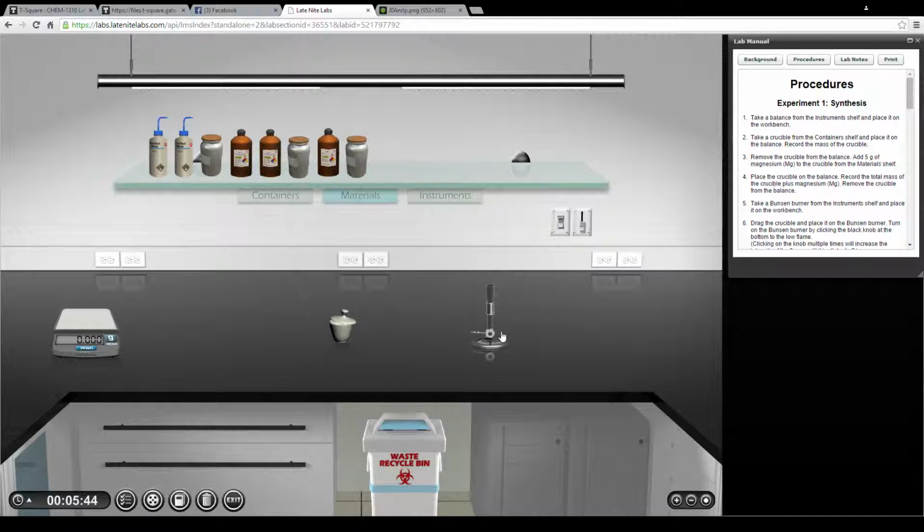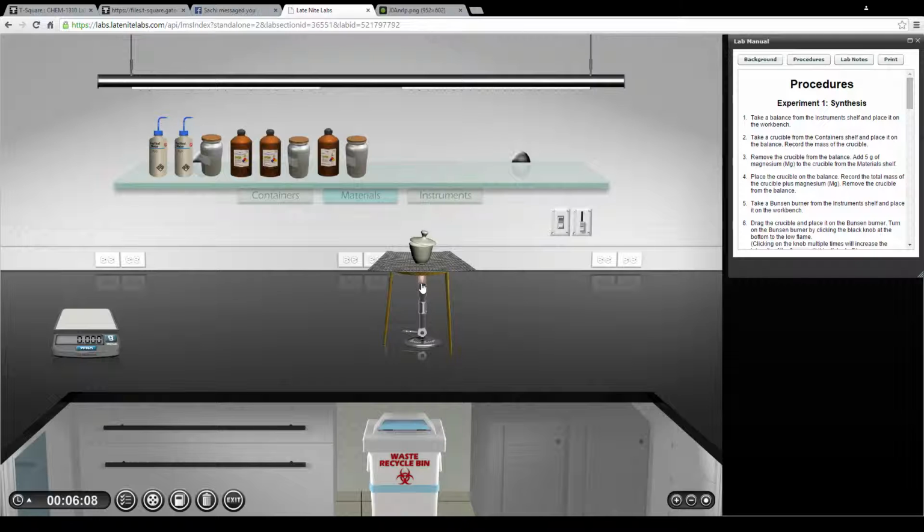Now the next part of the experiment involves lighting up the Bunsen burner with the crucible on top of it and causing the synthesis reaction. So now we're going to drag the crucible to the burner, which will cause a mesh table to appear atop the burner for the crucible to sit on. And we're going to set the flame to low, which will only require one click.